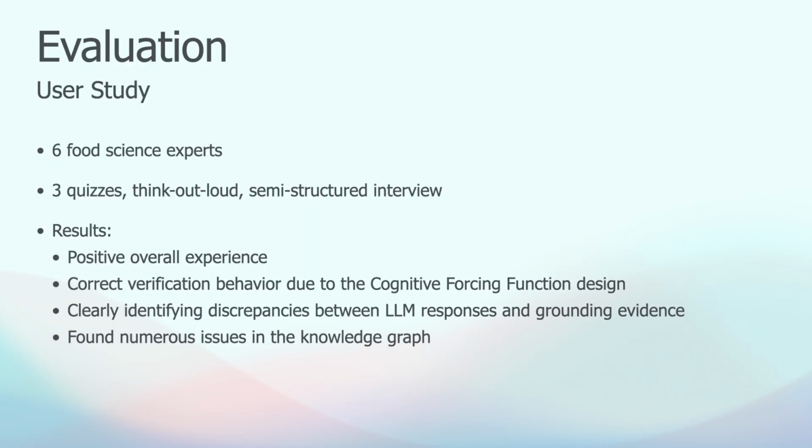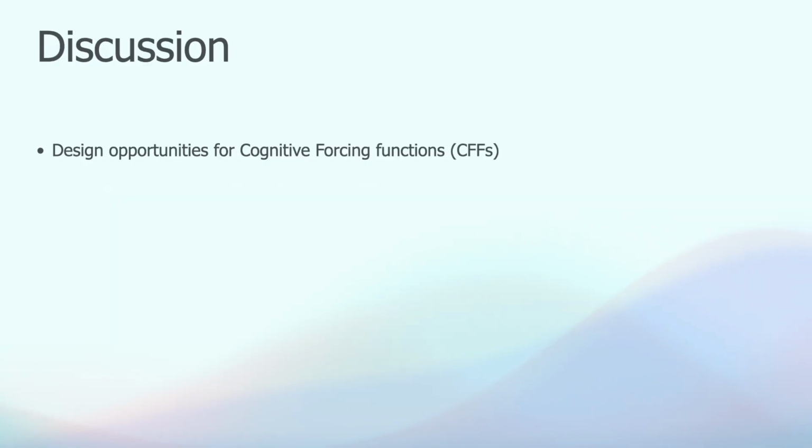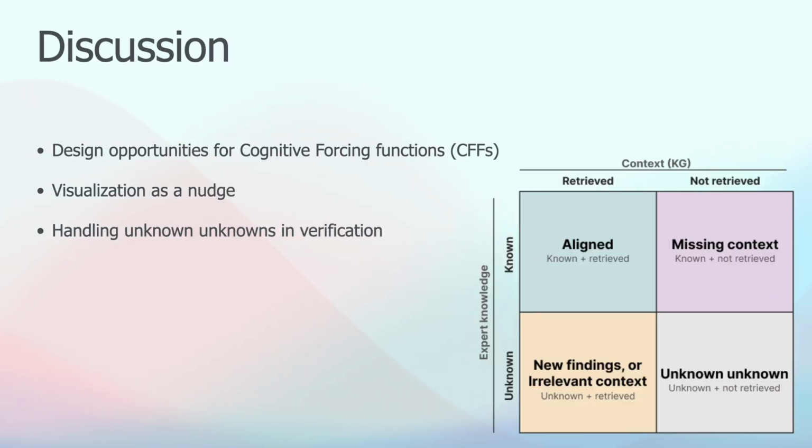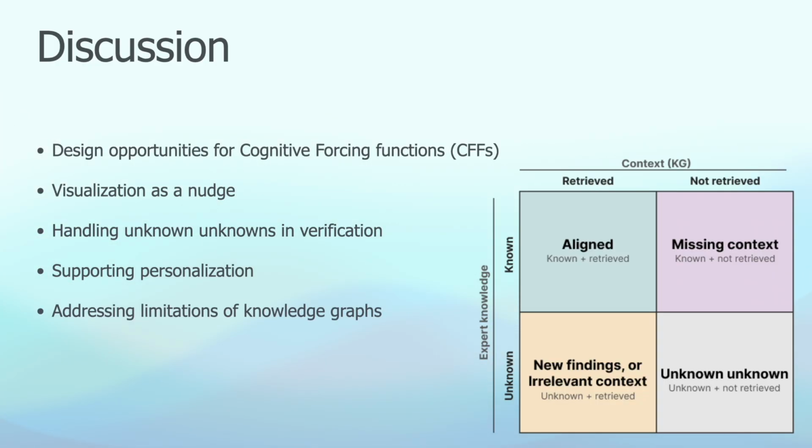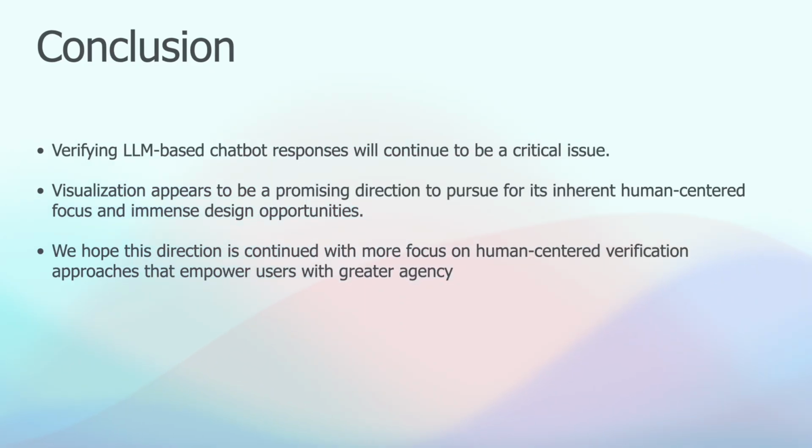We conclude with design opportunities for cognitive forcing functions, visualization as a nudge to mitigate cognitive biases, handling unknown unknowns in verification, supporting personalization of context grouping, and addressing the limitations of knowledge graphs. We hope our work raises more focus on human-centered verification approaches that empower users with greater agency.